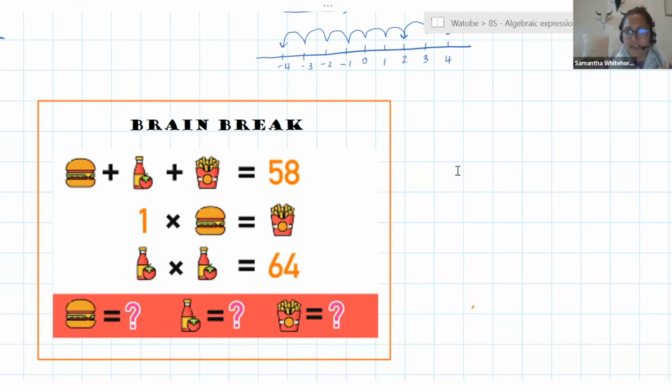Okay, guys, so let's see in the chat: what is a burger? What is a bottle of ketchup? And what are the fries? What numbers do they represent? And I'll give you a little hint if you're struggling. Don't start with the first one. See what the other ones are telling you to maybe try and get an answer.